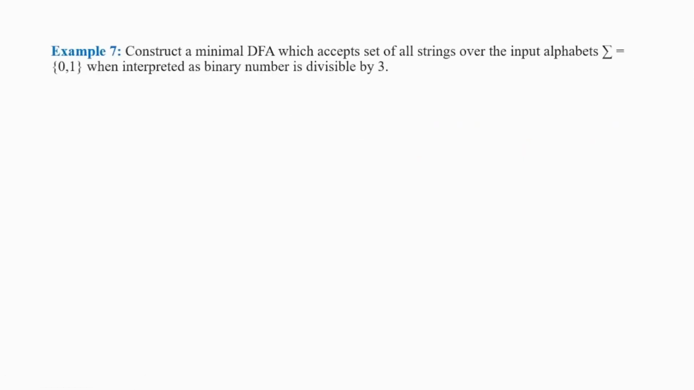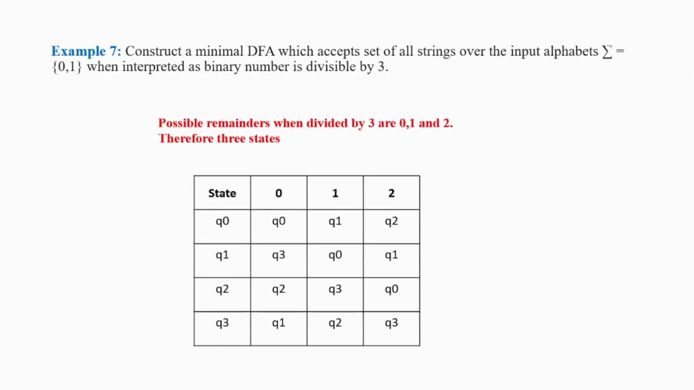For example, see what will happen if it is divisible by 4. Sorry, divisible by 4 means the remainder will be 0, 1, 2 and 3, right? So there will be 4 states possible. So it's Q0, Q1, Q2, Q3. We have totally 4 states, Q0, Q1, Q2, Q3, right?